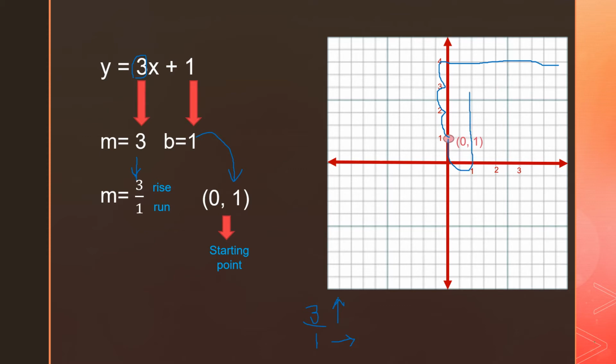Then find the intersection. That's the intersection. It's 1, 4. And then you have to connect the points. That line is our y equals 3x plus 1.